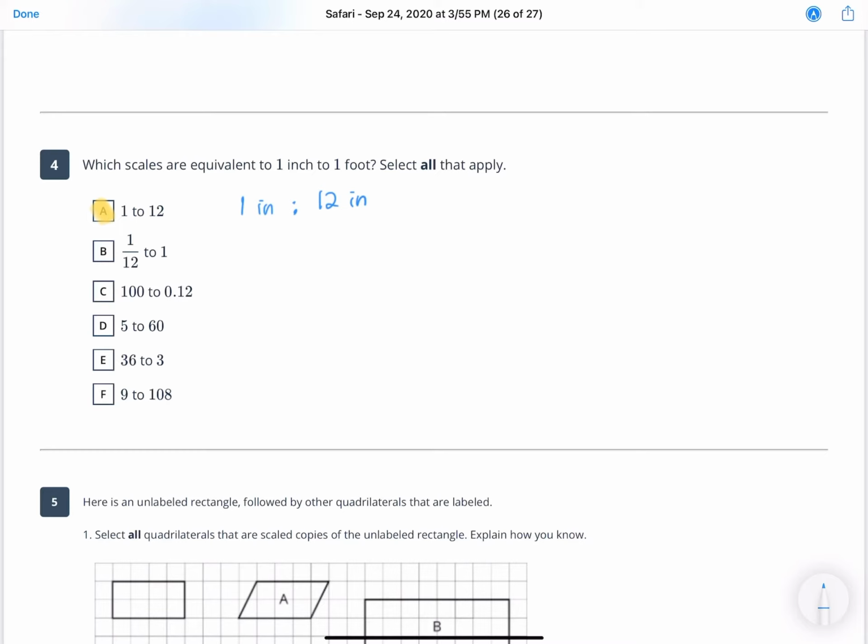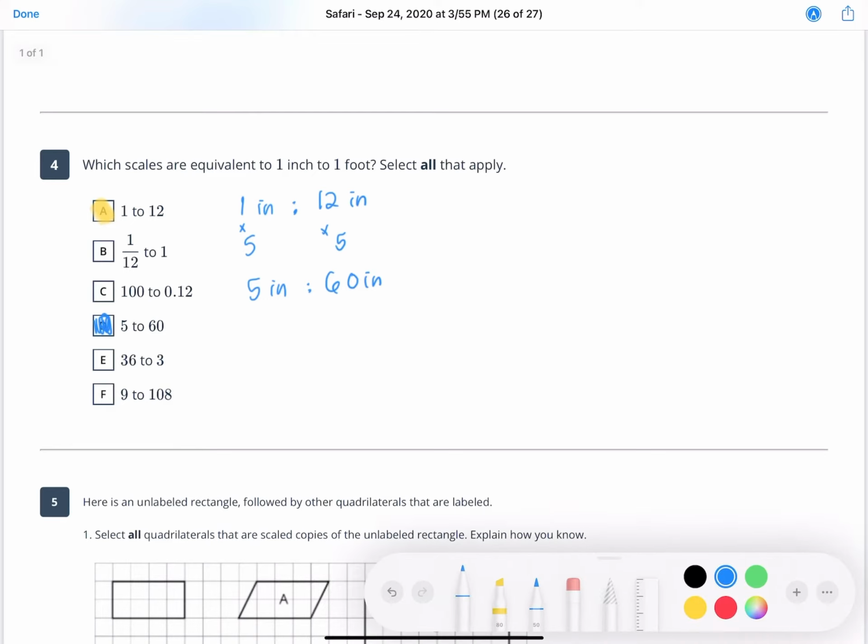Another one that I could scratch off is D for sure. D is 5 to 6, which means that both sides were multiplied by 5. And when I multiply both sides by 5, I should have gotten 5 inches to 60 inches. Those are my obvious choices, but I think I got 2 more. Okay, let's continue to look.